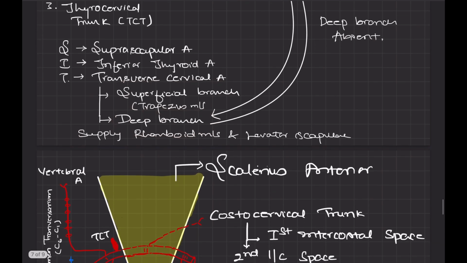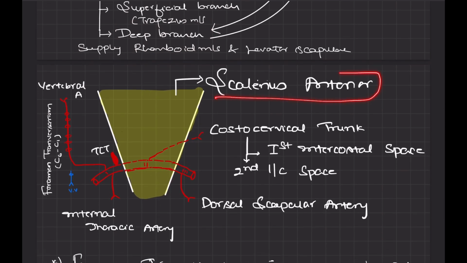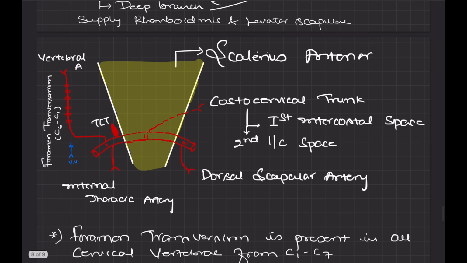is absent. Now coming to the diagram, this is the scalenes anterior muscle, which divides the subclavian artery into proximal, deep and distal parts. The proximal part gives rise to three branches, that is the VIT: V is the vertebral artery, I is the internal thoracic artery, T is the thyrocervical trunk.